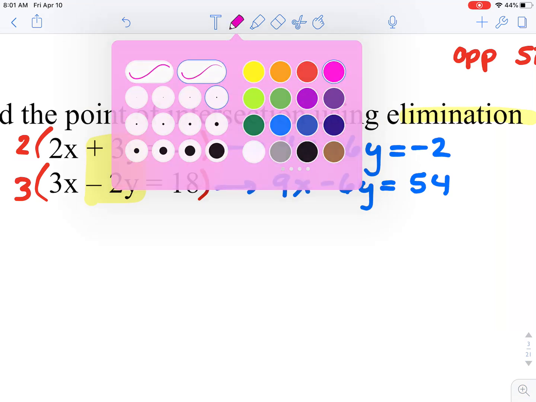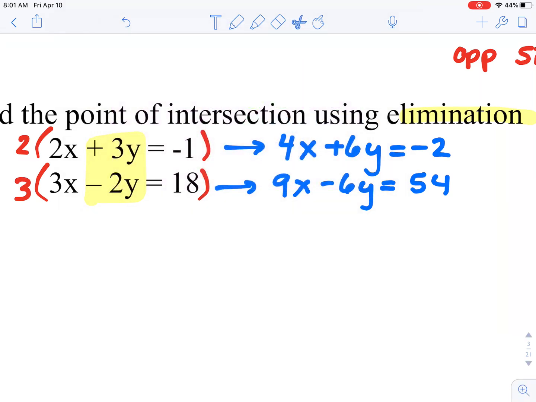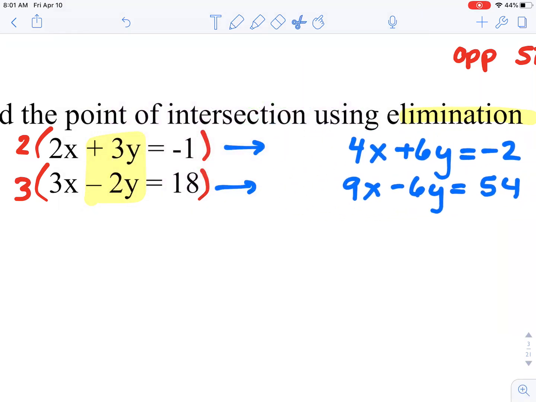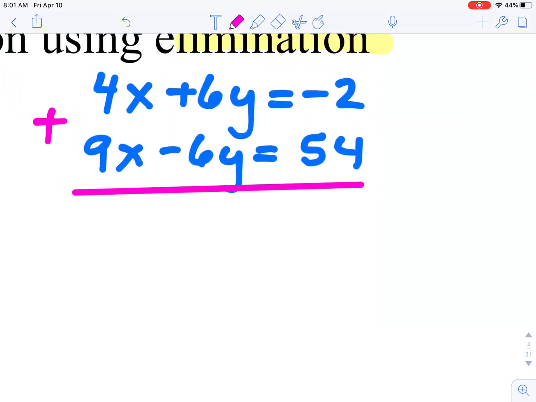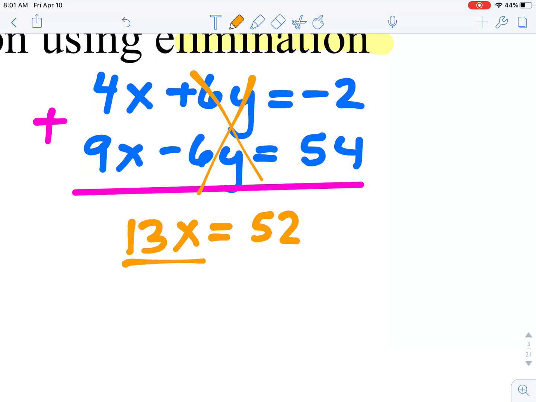And now what we're going to do is we're going to add up those two equations. So I'm going to give myself a little bit more space here, and I'm going to add up those equations. And then when you add them up, it should be set up where one of your letters goes away. Here the y's cancel out if I add them up. If I add up the x's, I get 13x equals 52. And when you divide by 13 to solve for x, you get x to be 4.